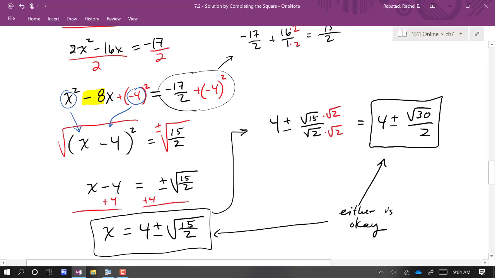If you were asked to write the answer in an exact form, you should write it in one of these two forms. If it doesn't specify, or if you're solving a quadratic to help you solve a problem and it makes sense to approximate, you can also just approximate.